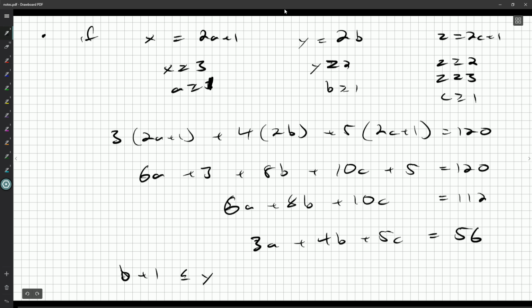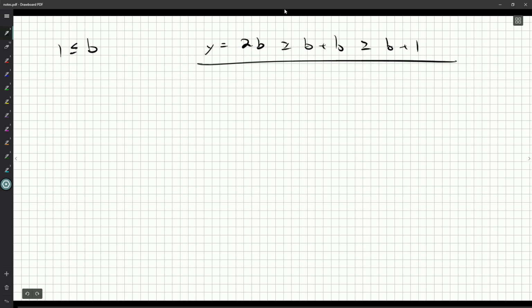So B plus 1 should still be less than Y. Right? Here's why. I don't think I made it clear over here because I was talking, not really writing. So here's what it is. B is at least 1. So Y, which is 2B, is at least 2, but that's going to be B plus B. And B is at least 1, so this is greater than B plus 1. Okay, so that's why we can do the following.